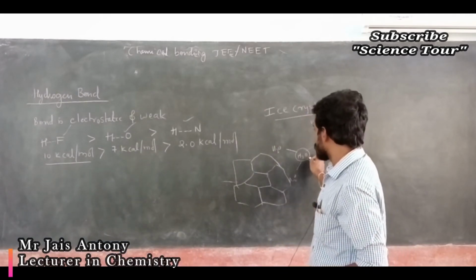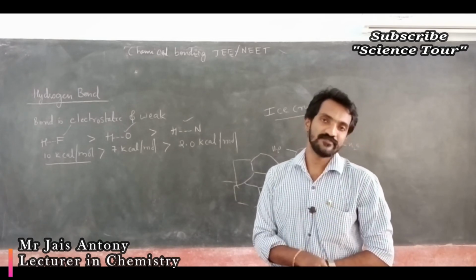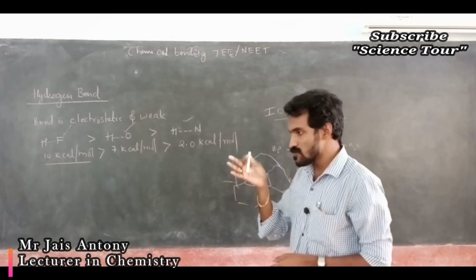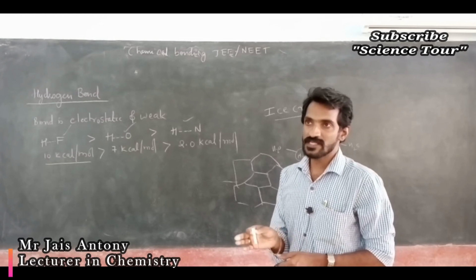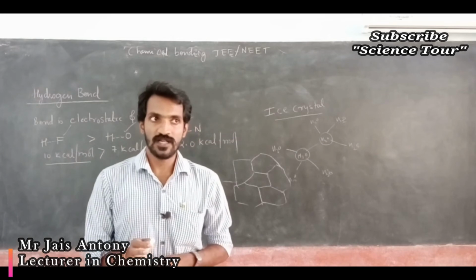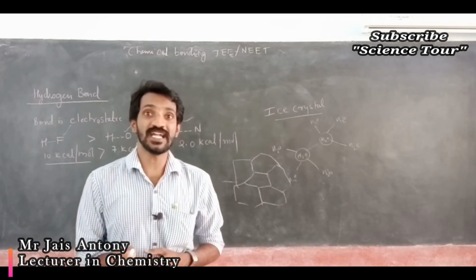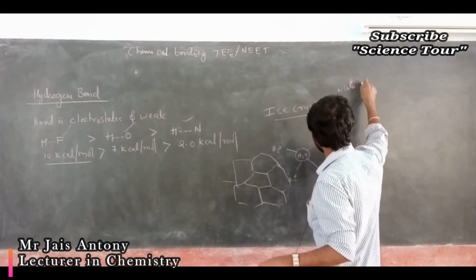ice starts to melt, understood? So all these cage type structures start to break. So what happens, once it breaks, all the water molecules come closer. So it says that water has maximum density at 4 degrees Celsius.